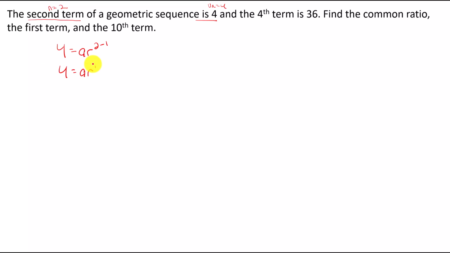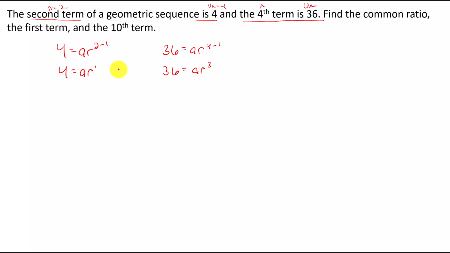I have 2 variables missing. We're also told that the fourth term is 36, so when n is 4, u sub n is 36. So I can say 36 is equal to ar to the 4 minus 1, and we can simplify that to ar cubed. So what I have here is 2 equations with 2 variables missing on each equation. And guys, we did this with arithmetic, but this is a system of equations that we need to solve. Now I'm going to give you a really big hint for this that's going to make your life easier, so you may want to write it down.